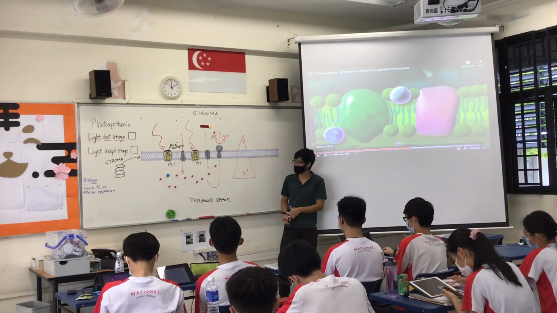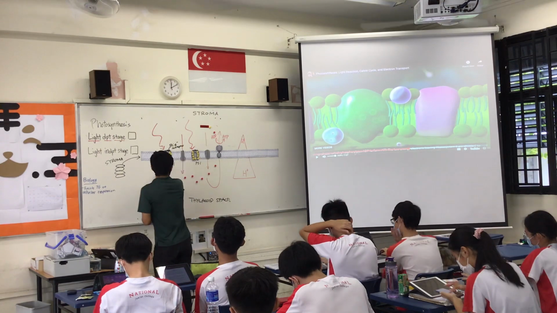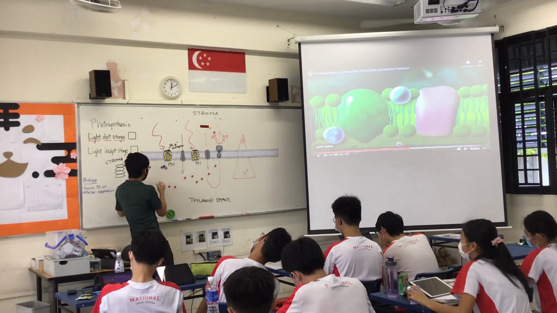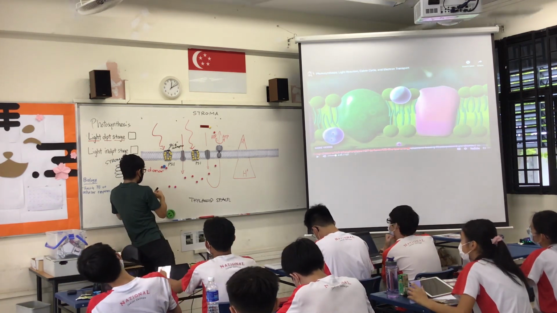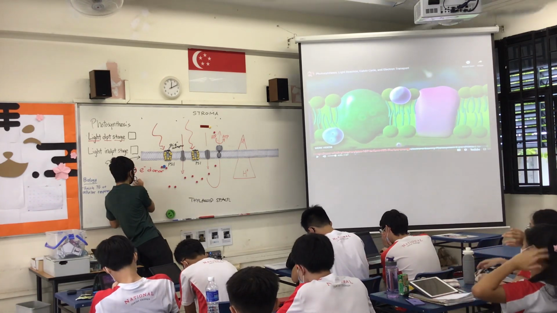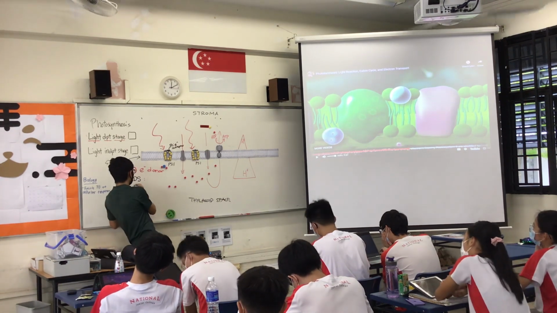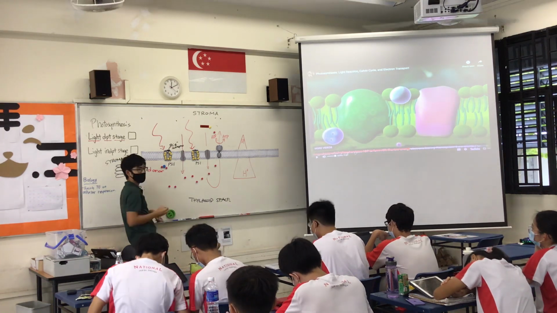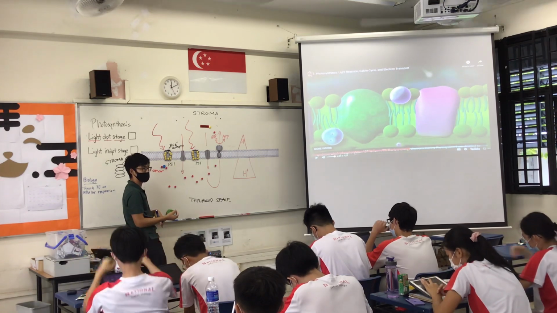Let's compare and contrast as many things possible. Number one, first point of comparison. Who is the electron donor in the light dependent stage? Number two, who is the electron donor in oxidative phosphorylation? Okay, that's the first thing we can compare.